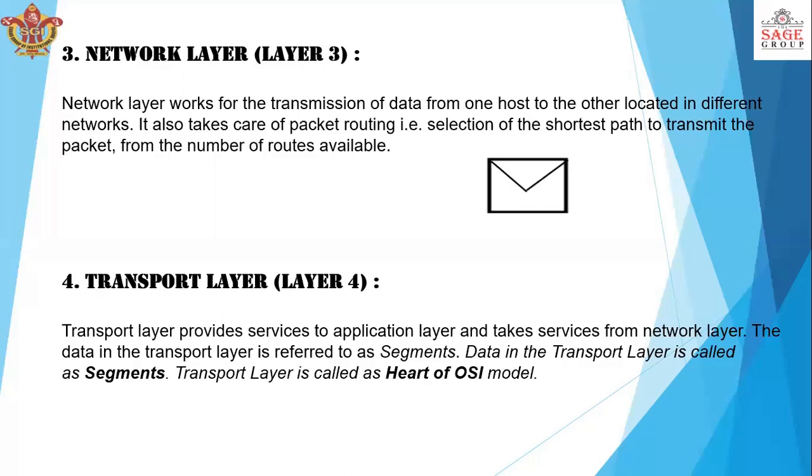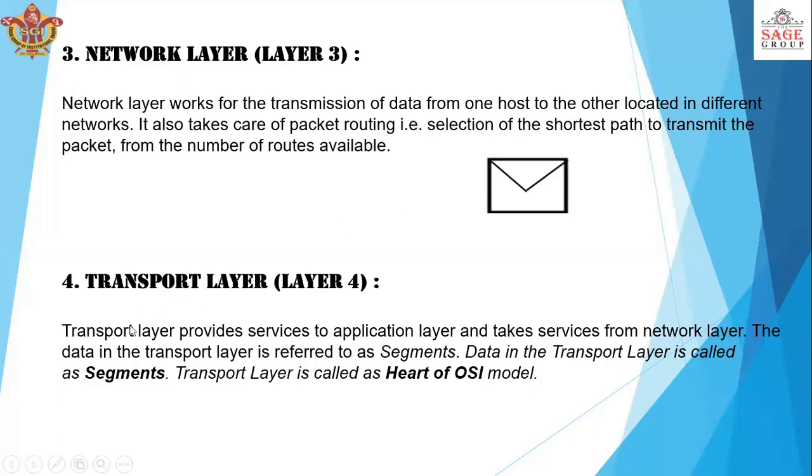The sender and receiver IP addresses are placed in the header by the network layer, and the data in the network layer is referred to as a packet. It is called the packet form. This you can see here. The network layer is implemented by networking devices such as routers.